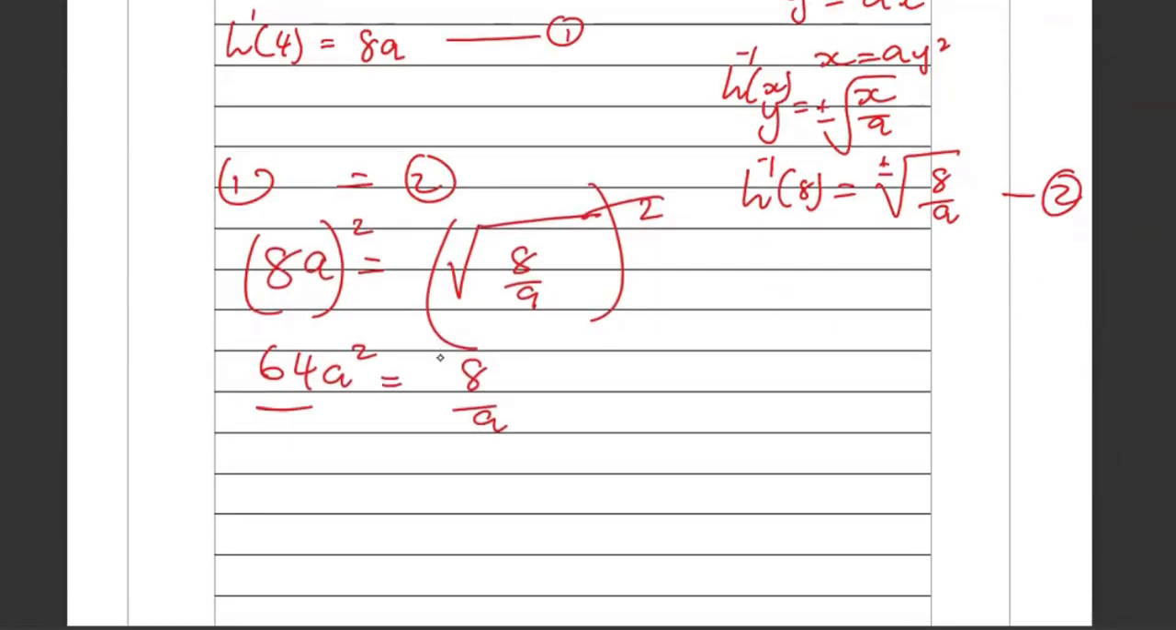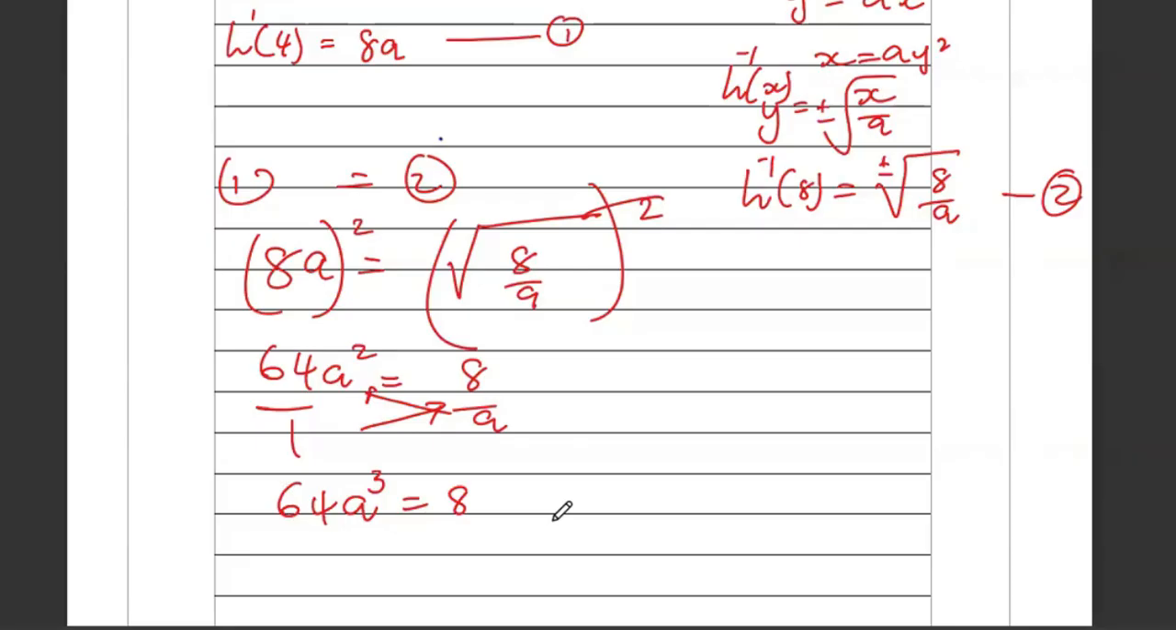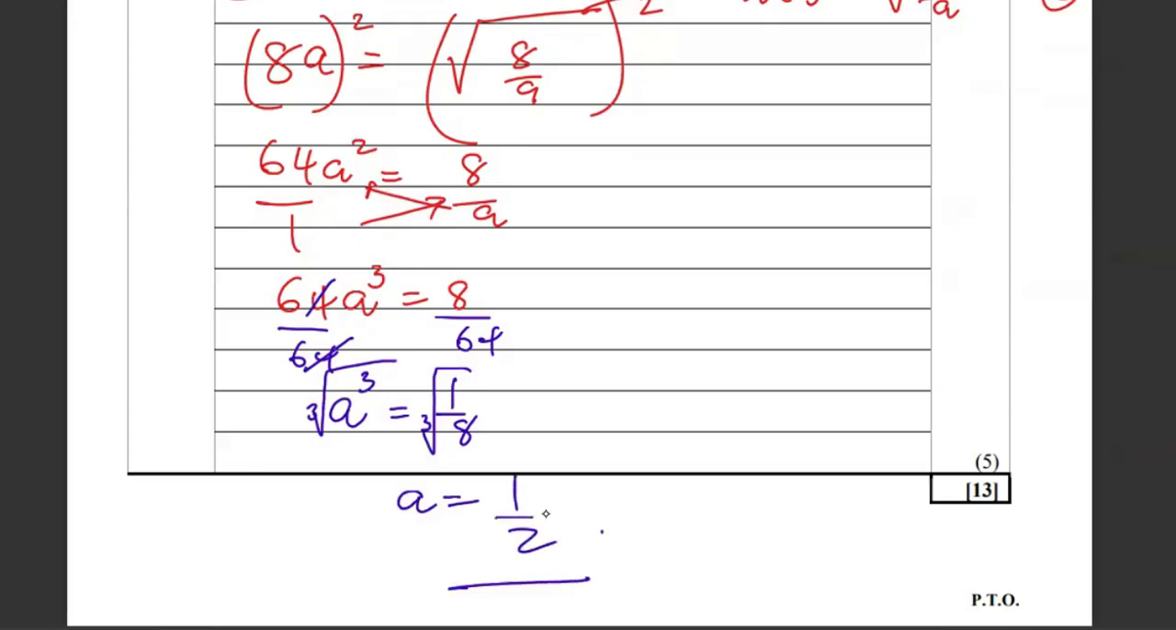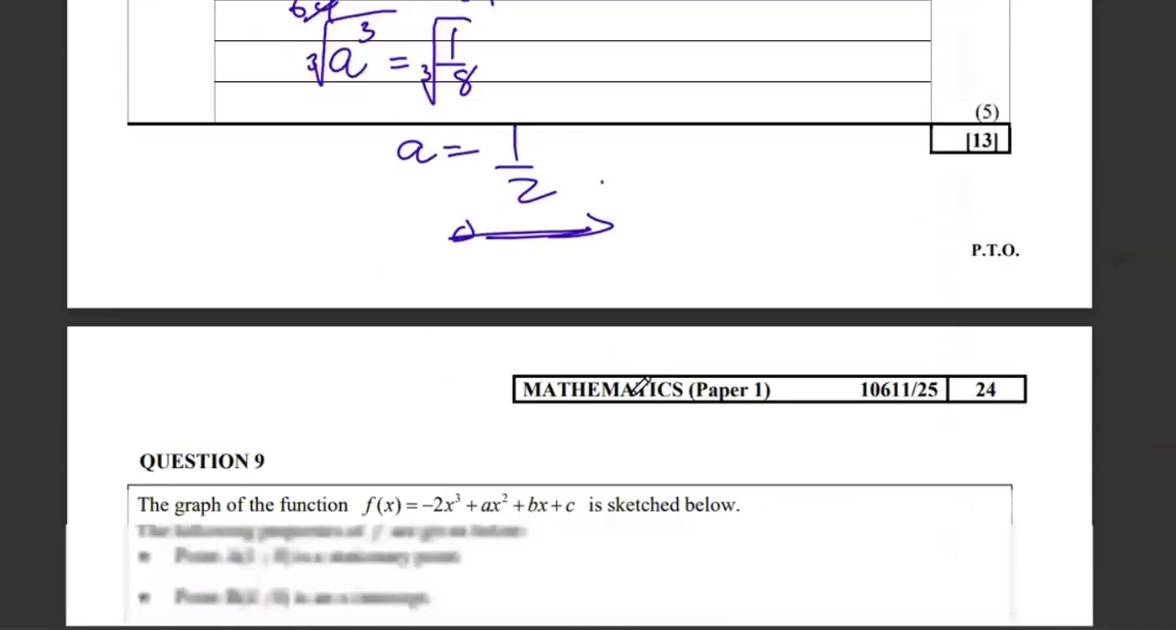Cross multiply, no problem. So you're going to have 64a cubed is equal to 8. Okay, and then from there, we can feel free to divide both sides by 64. So over 64 over 64. So this cancels that. A cubed becomes 1 over 8, and then find the cube root. So meaning that a is 1 over 2. All right, so that is how I would have obtained those 5 marks for myself.